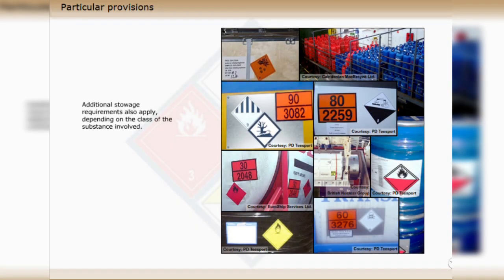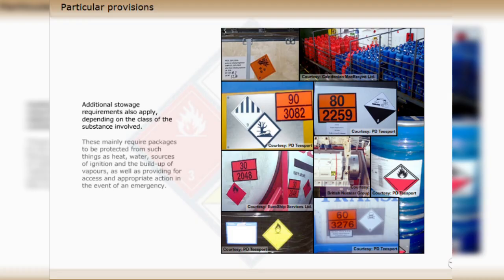Additional stowage requirements also apply, depending on the class of the substance involved. These mainly require packages to be protected from things such as heat, water, sources of ignition, and the build-up of vapours, as well as providing for access and appropriate action in the event of an emergency.